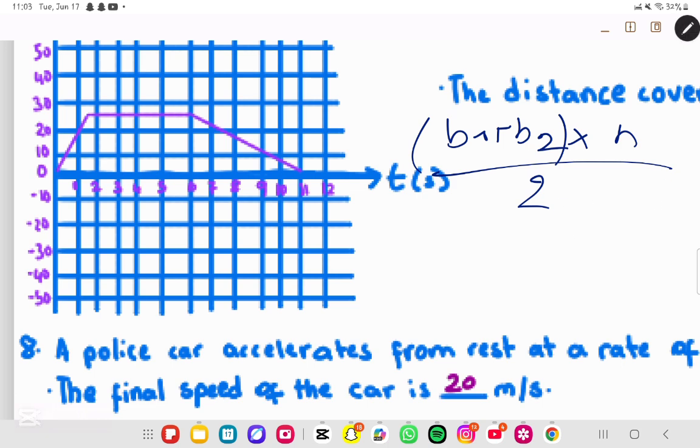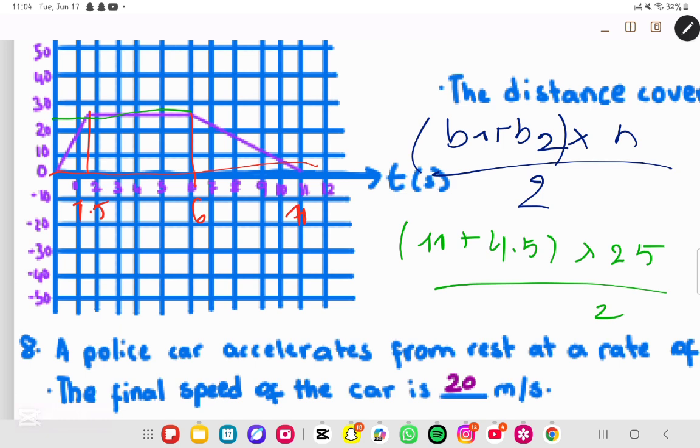So I don't know if this is too clear, right? I'm going to say this is 1.5. This is 6, right? And the total is 11. So base 1 is 11, let's say, plus base 2, which is 6 minus 1.5, so that's 4.5. Times the height. What's the height? The height is almost 25 divided by 2. Let's see if we will get the same answer.